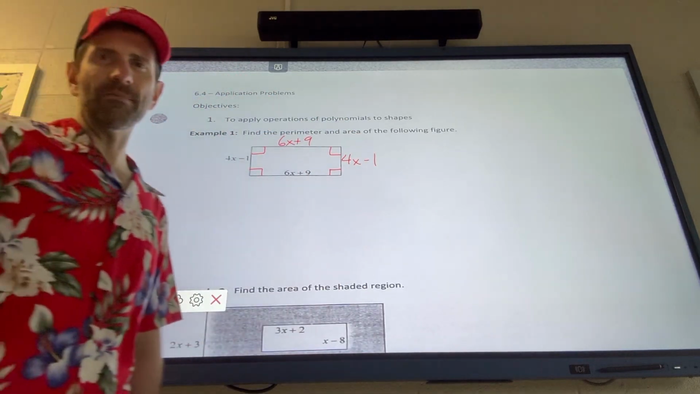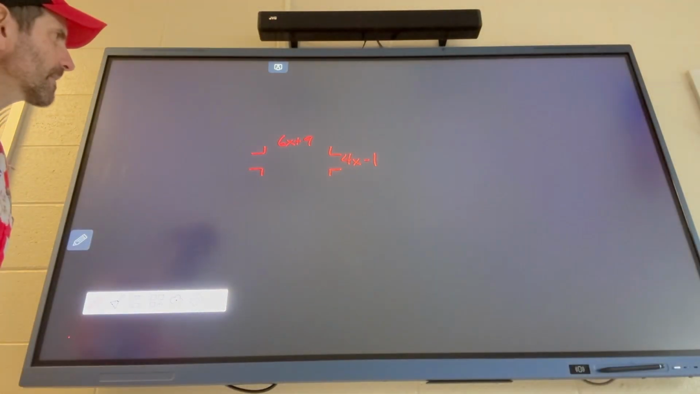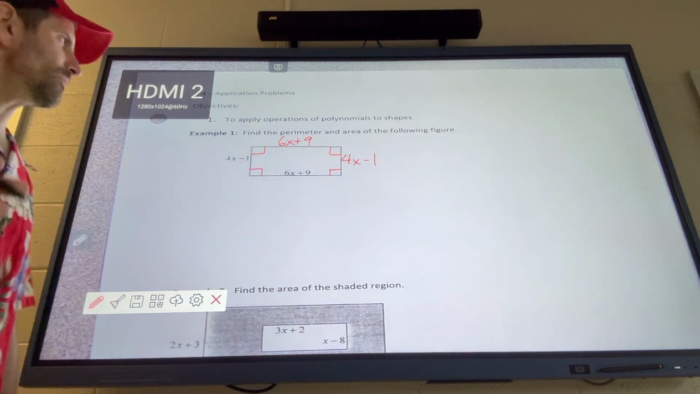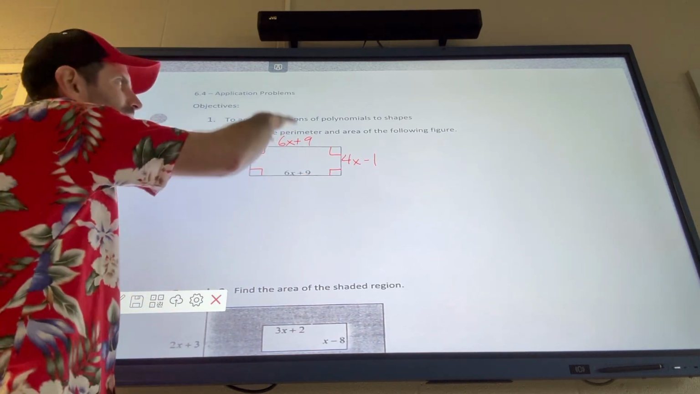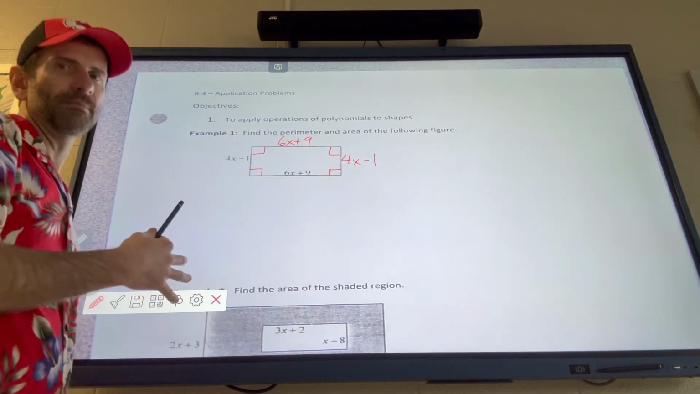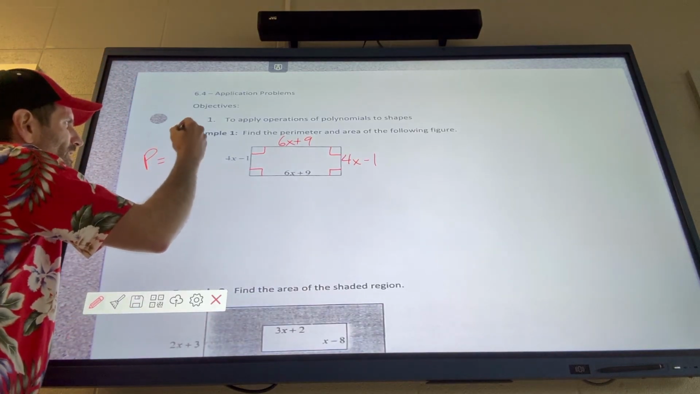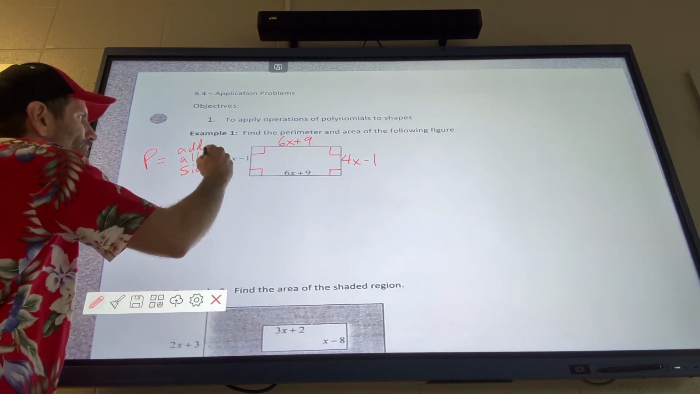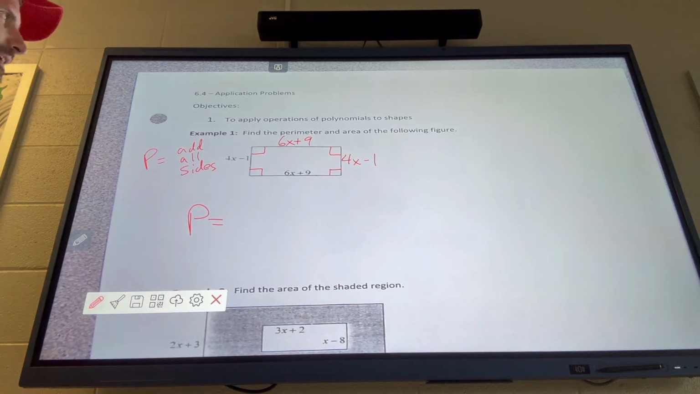So class, they're wanting us to find the perimeter and the area. Well, the perimeter, we could do that a few ways. One way you could do it is you could take 6x plus 9 and double it to account for both, 4x minus 1 and double it to account for both, and then add them together. Or I think it would be a good idea, since perimeter is equal to adding all sides, we could just find the perimeter directly by combining like terms.